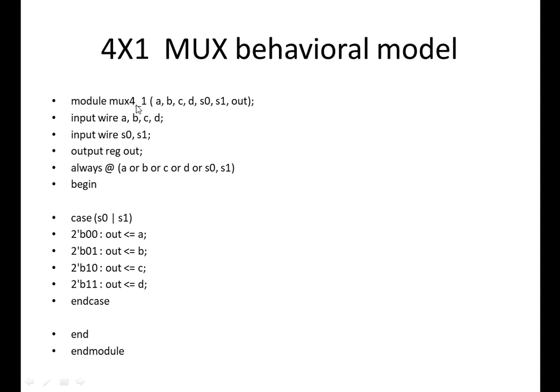So module mux. Since we want to design a 4:1, I labeled the name of the module mux 4:1. We have four inputs for the mux, A, B, C, D, and to select among them we require two select lines, S0, S1, and only one output, that is out. Inputs we have to declare as wires. So wire A, B, C, D is the Verilog code. A, B, C, D, S0 and S1, I have taken only one bit. Output reg out, 1 bit, all are 1 bit.